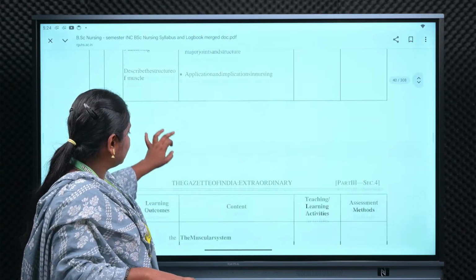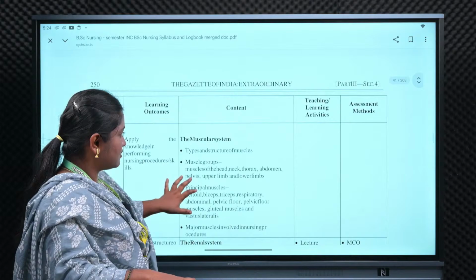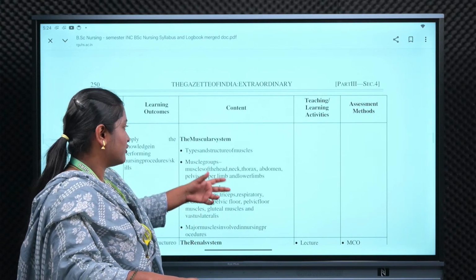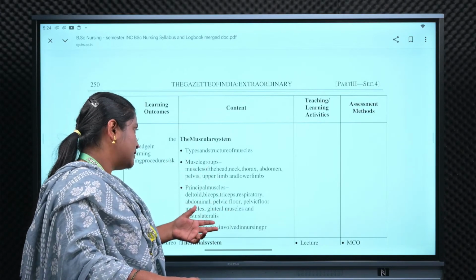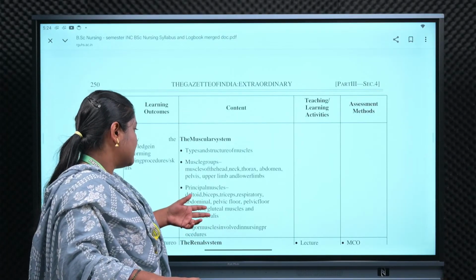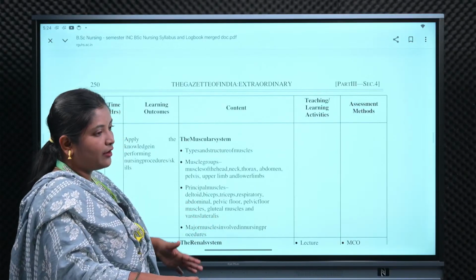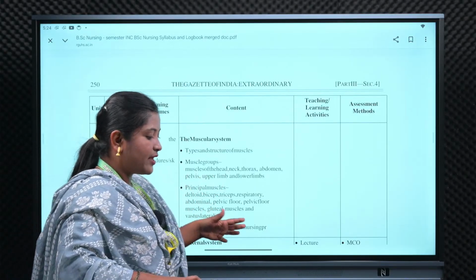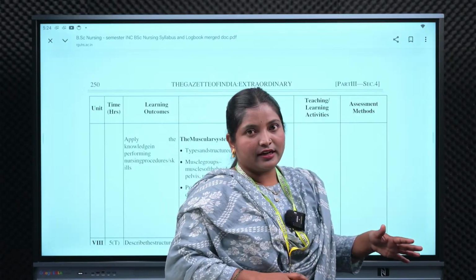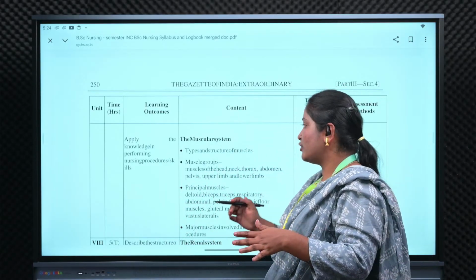And the next thing, the muscular system will be there. Types and structure of muscles and muscle groups we are going to study. The principal muscles like deltoid, biceps, triceps, respiratory, abdominal, pelvic. All over the body 630 muscles will be there. All the muscles, irrespective of their system, you are going to study.